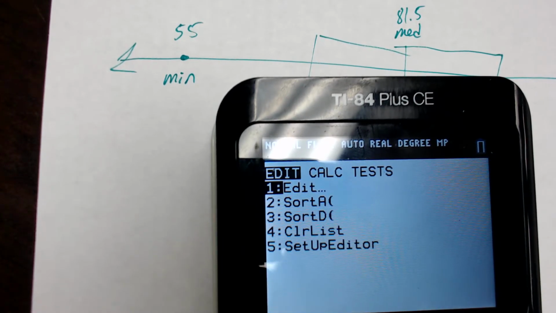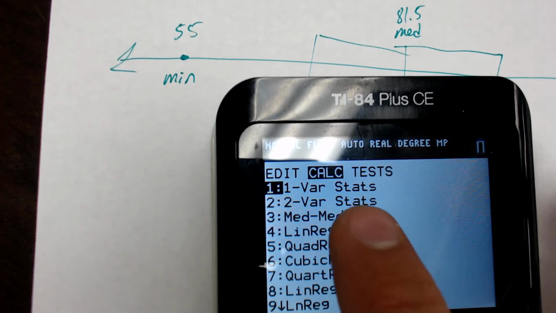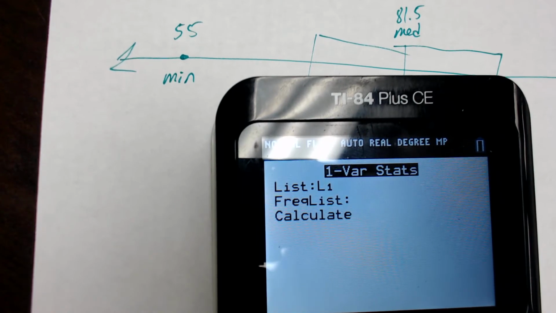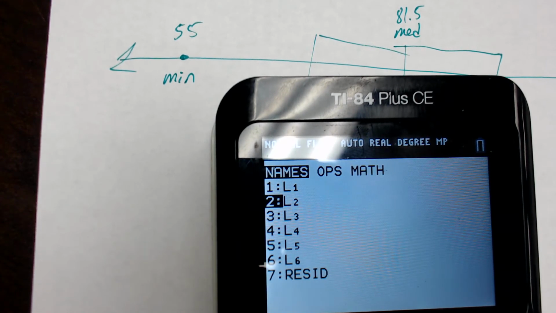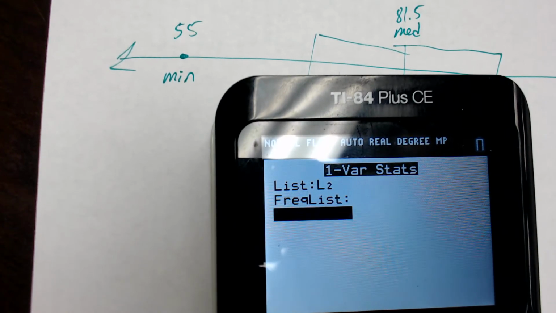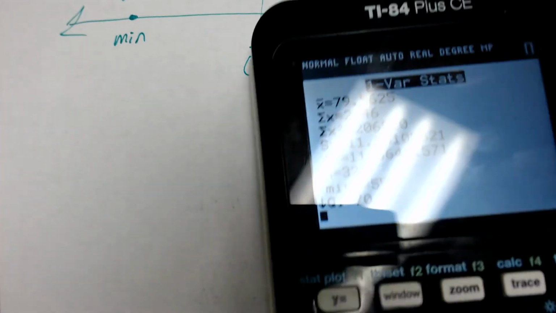So if we go back to the stat button, in calculations we have one variable stats, which if you remember is the title of our lesson. Then we have two variable stats. One variable stats, if we go enter, and then we change the list. Okay, hold on. List 2. And then I hit calculate. It gives me all the one variable stats for the list, which is really, really cool.